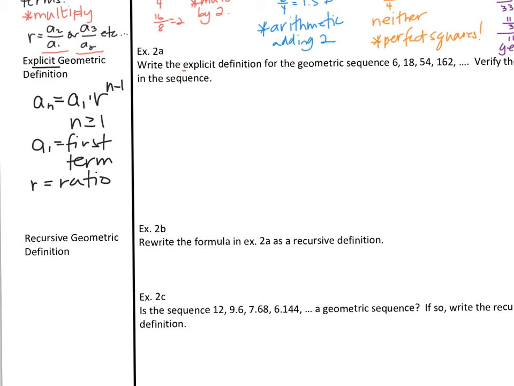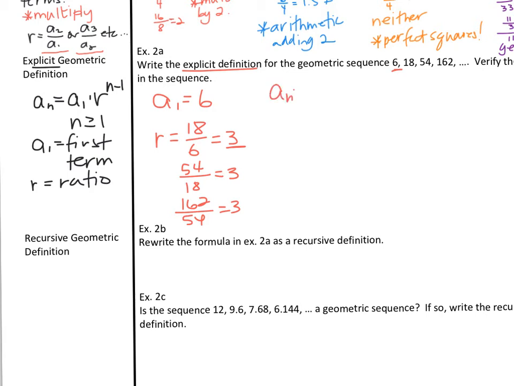Write the explicit definition for the geometric sequence 6, 18, 54, 162. Verify the first 4 terms. Well, I recognize right away that the first term is 6. To figure out our r value, we take the second term divided by the first term. Take the third term divided by the second term. 54 divided by 18 is in fact 3. Try that last one. 162 divided by 54, also 3. That's our r value. Once you know both of those numbers, the explicit definition is really straightforward.